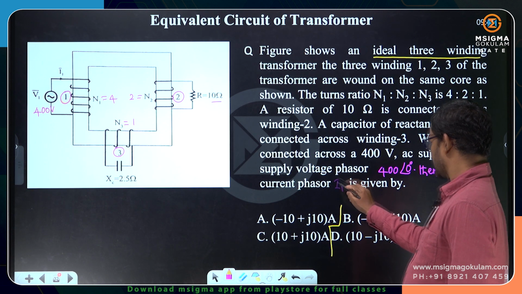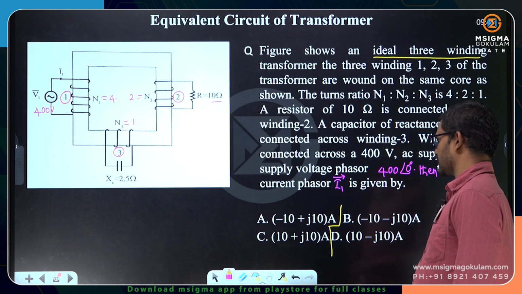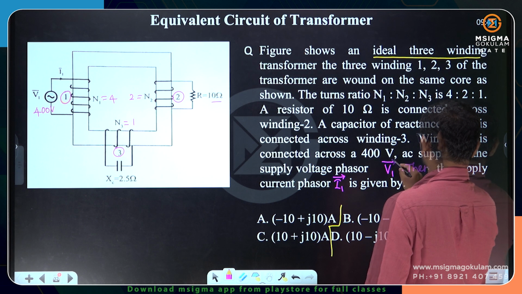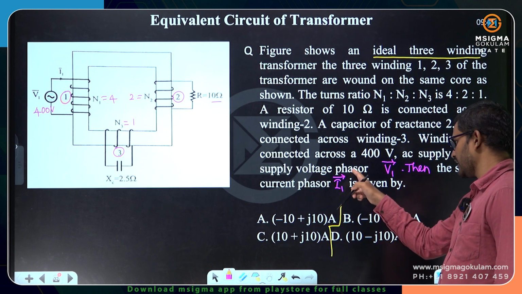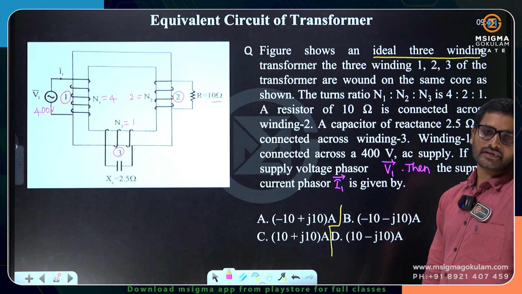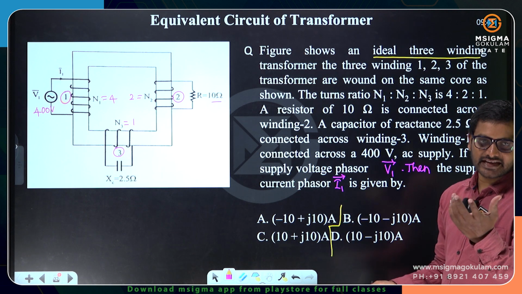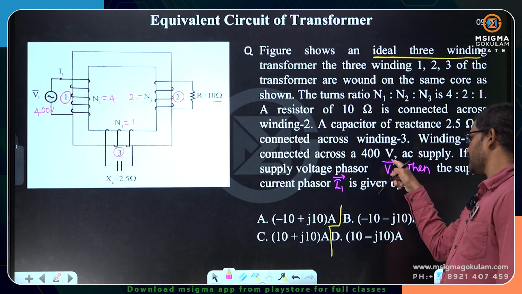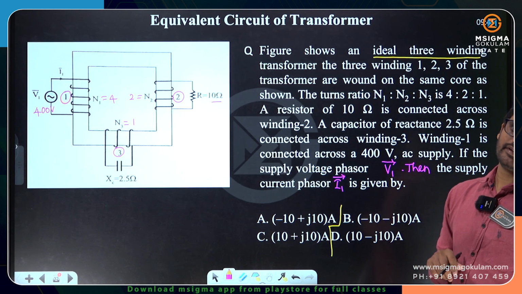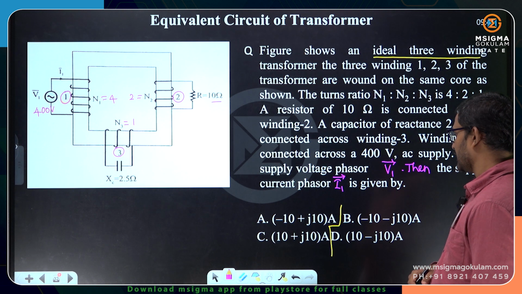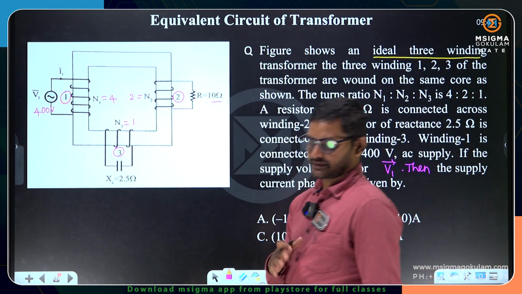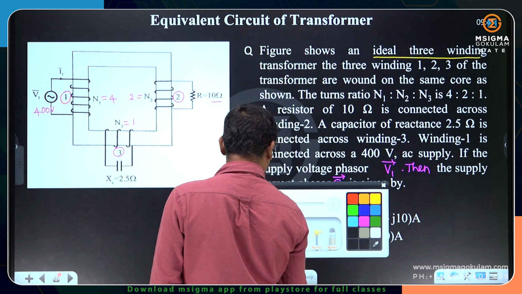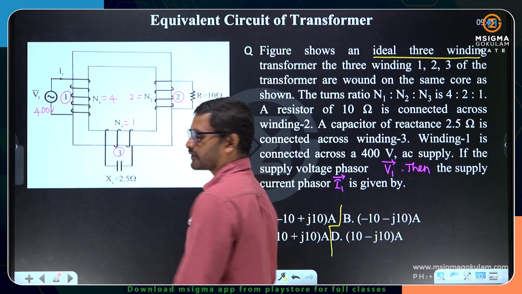supply current phasor I1, like this they will write. The supply voltage phasor V1, then the supply current phasor I1 is given by, supply current is taken as I1. Phasor he has mentioned, so I have represented phasor. Supply voltage phasor I have represented as V1 with vector direction. Okay, so he is asking for the supply current. What do we know here?